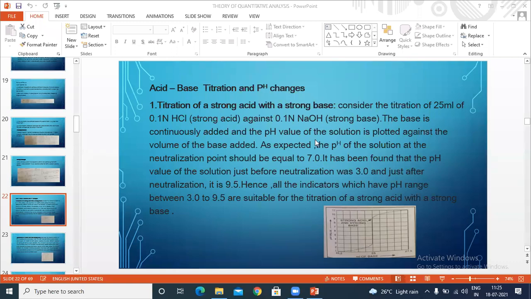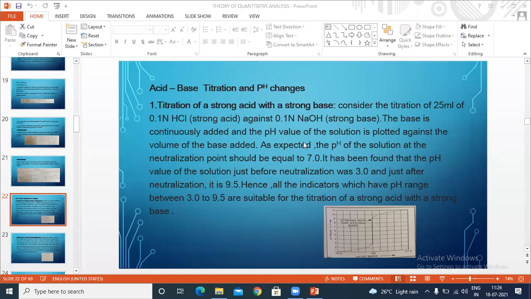Then, when we add base continuously to the acid, the pH value increases to a certain value. When complete neutralization takes place, that means formation of a salt and water, we can observe a sharp change in the pH value, because after that only base can be observed in the conical flask, since the complete HCl has reacted with sodium hydroxide.